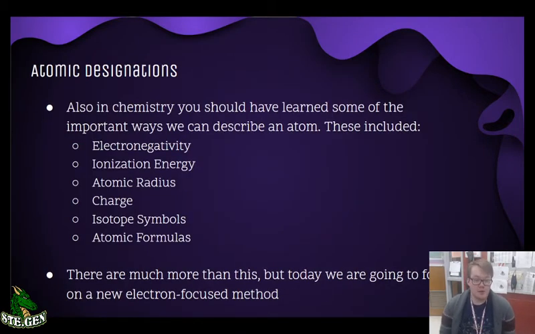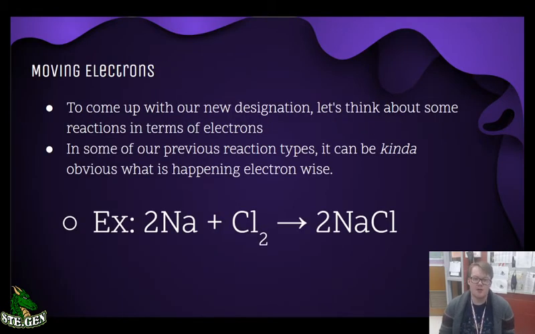In chemistry, we learned there's a lot of different ways to describe atoms. You can talk about electronegativity, ionization energy, atomic radius, charge, isotope symbols, atomic formulas. There is even more than just that, but we're going to focus on a new method that's electron focused. If electrons are the things that really indicate reactions happening, we're going to hone in on those electrons that the atoms have. And instead of just saying number of electrons, we're going to think about reactions in terms of electrons instead of just trying to give them a number right off the bat.